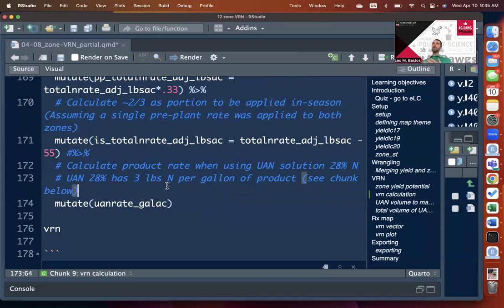UAN, in the market, you can find it in 3 or maybe more different concentrations of nitrogen that can range from 24% up until 32%, depending on where you buy it from. So I'm going to propose that we assume that this grower is using a UAN solution that has 28% nitrogen concentration in the product, right? So how do we go here from pounds of nitrogen per acre to gallons of UAN per acre? So, going from pounds of nitrogen to gallons of UAN.